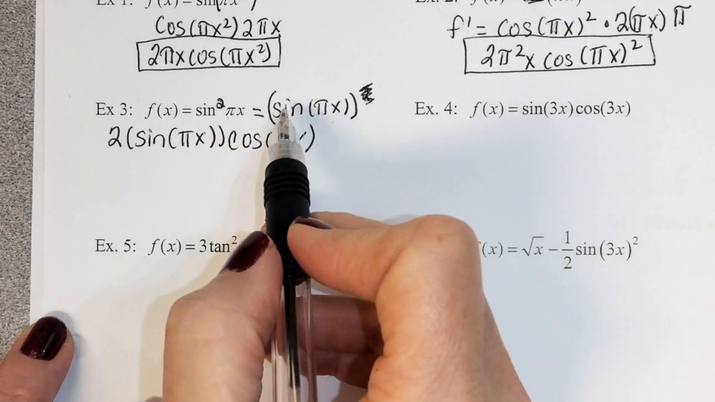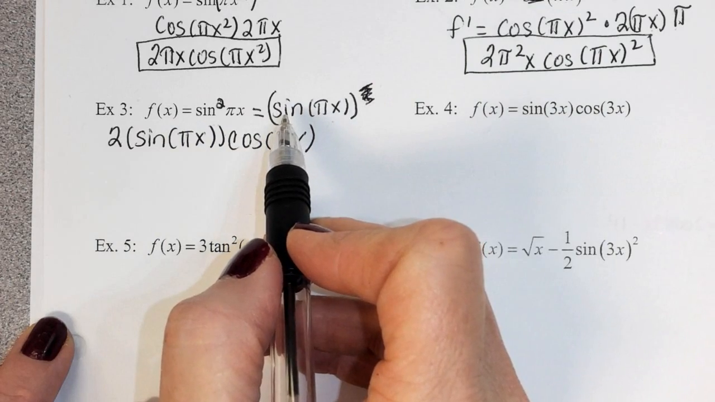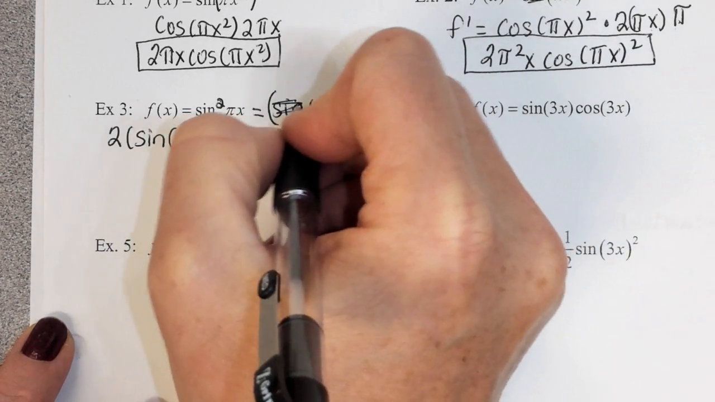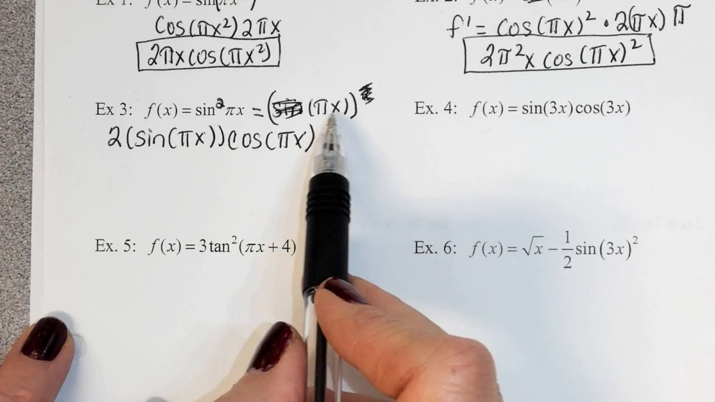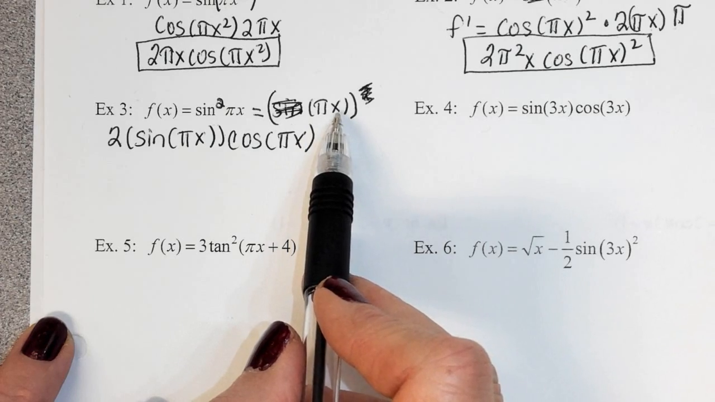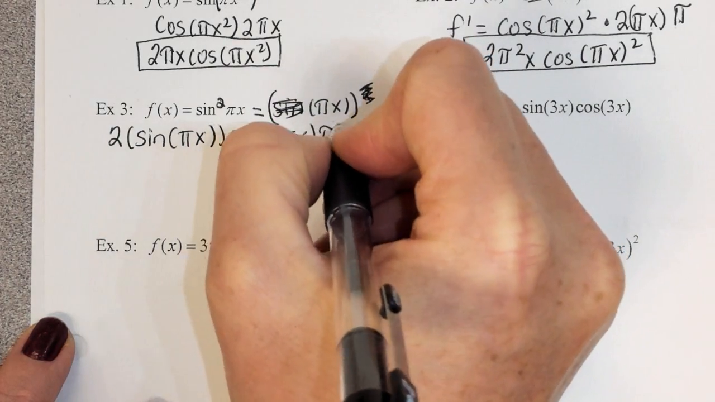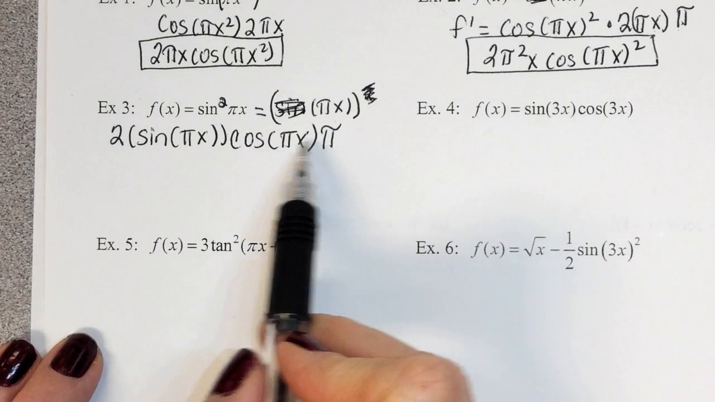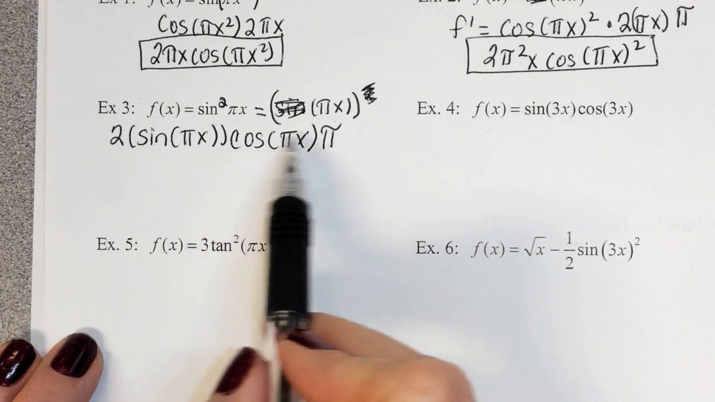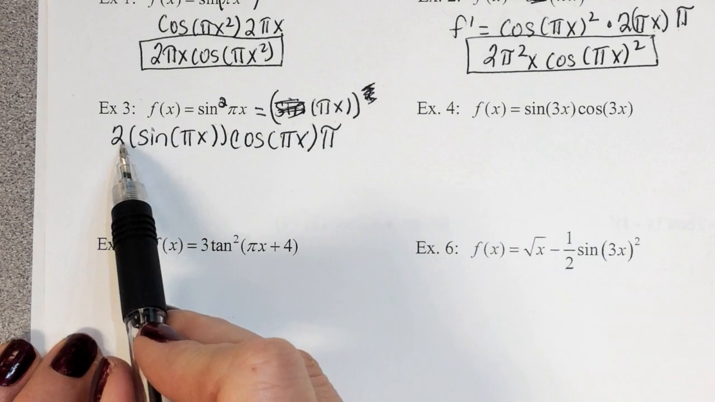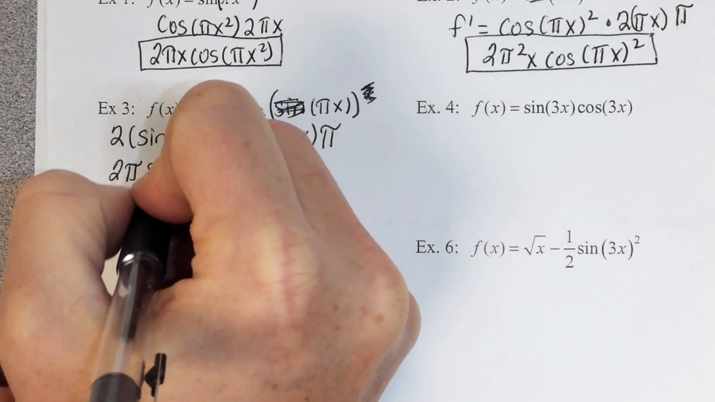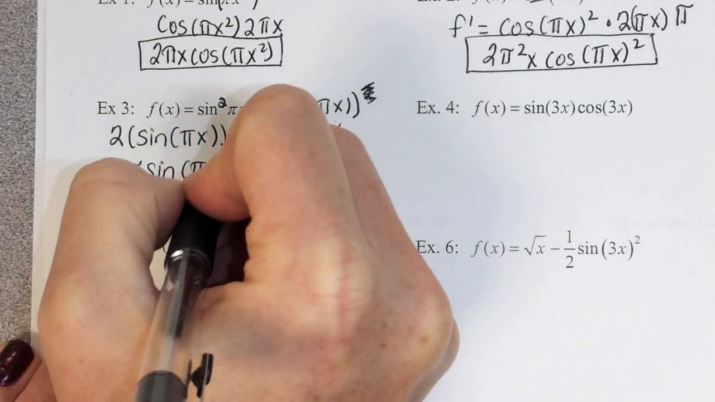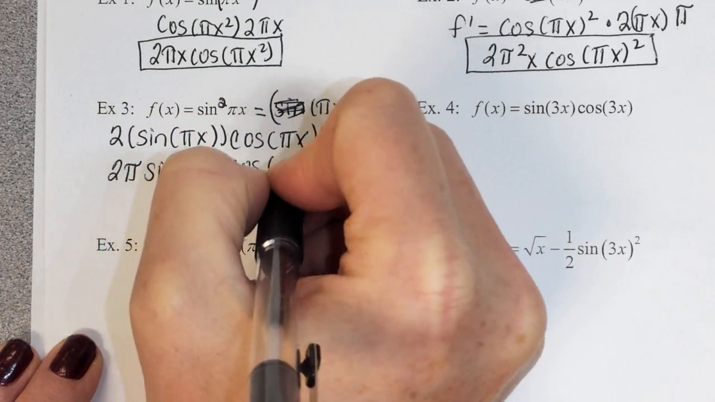Okay? So what did we just take the derivative of? Sine, right? So now the sine's gone. Working our way inside. We still are not inside the parentheses yet, so now what's the derivative of pi x? Just pi. So do we change these angles? No. This pi gets multiplied by this 2. So our answer then is 2 pi sine pi x cosine pi x.